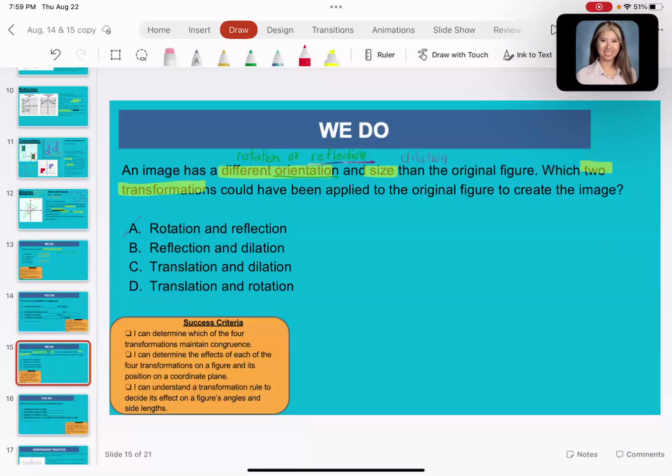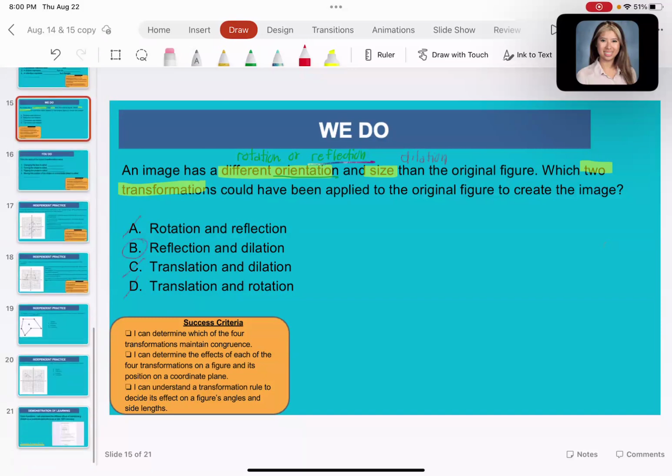So I'm going to cross out any one that does not have dilation. So that leaves us with B and C. C says translation and dilation. So I know that can't be correct. So the answer is going to be B, reflection and dilation.